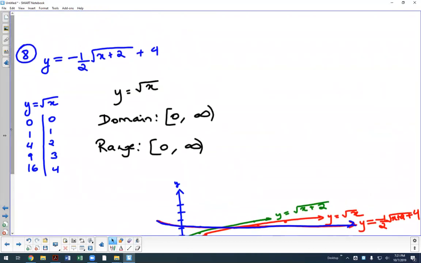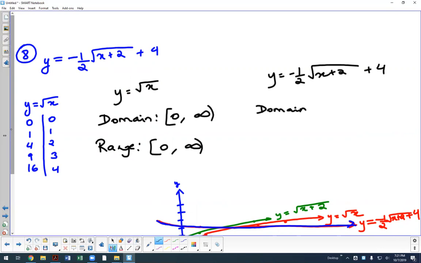Domain is -2 to infinity. Okay, give me 1 second. So that's the -1/2 square root of x plus 2 and then plus 4. Okay, go ahead, Raylan. Domain is -2 to infinity. Okay. Do we agree with that?